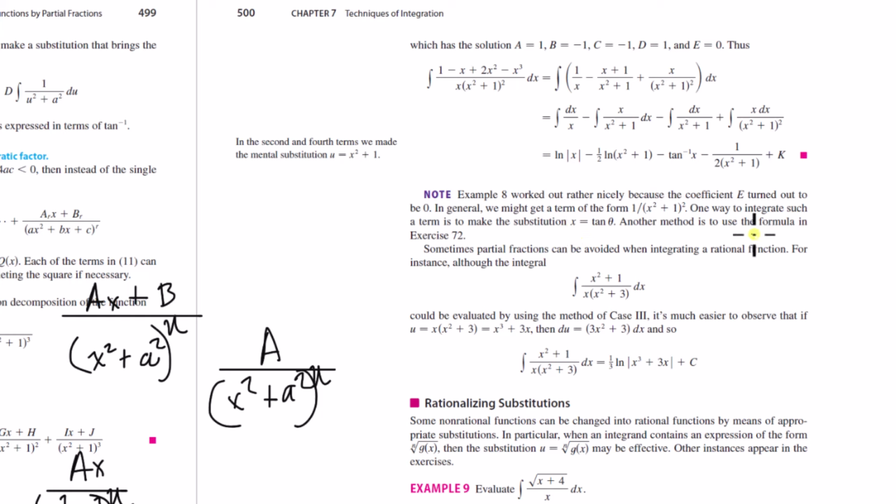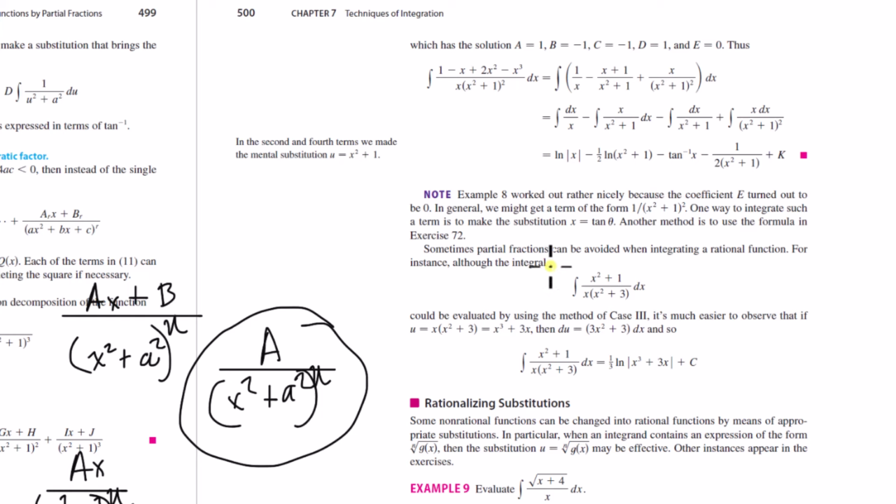And it says another method is to use the formula in exercise 72. We can take a look at that, but let's just go ahead and say the default is going to be, for something like this, we'll use a trig substitution. Okay, and so that's it. That's all the cases. Once you perform the partial fraction decomposition, we just went through how to integrate every one of those separate cases.